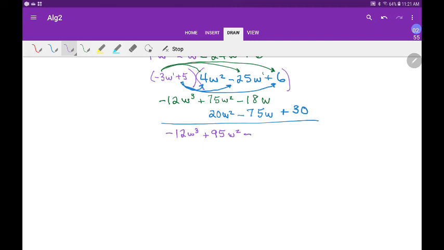These are both negative, so I'm going to add them. And it looks to me like 93W plus 30. Okay, and that's my answer.